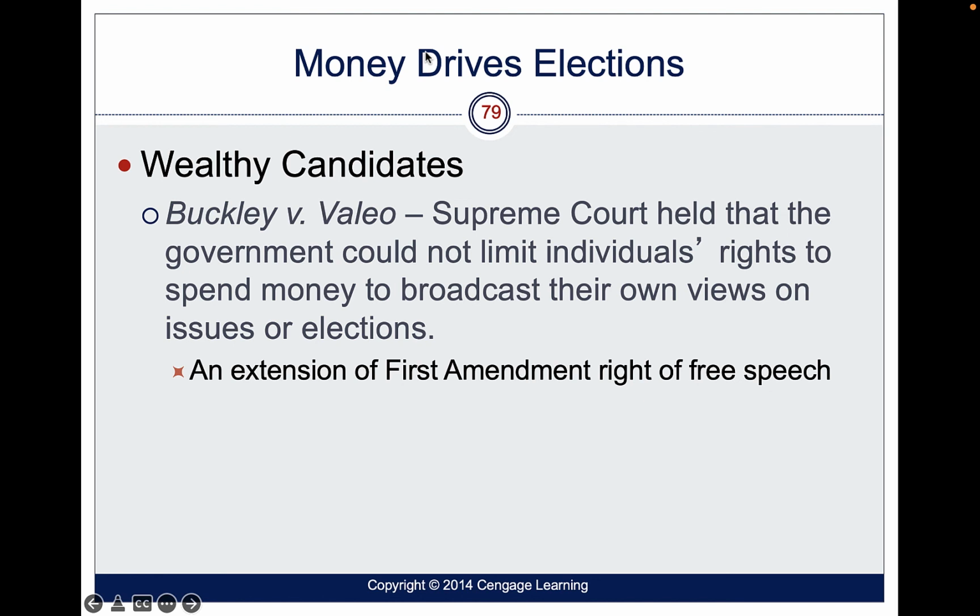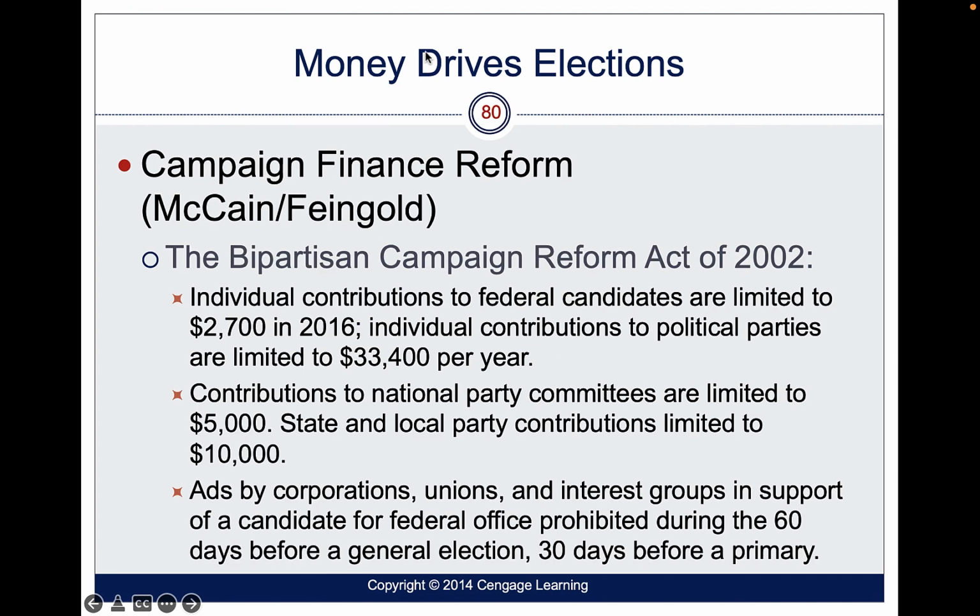And one of the things about the prevalence of wealthy candidates within the system is a court case called Buckley versus Valeo, which says that the government can't restrict the amount of money that people spend that is theirs to run an election. So this is an extension of free speech. If you're rich and you want to run for an office, you can spend as much money as you want.